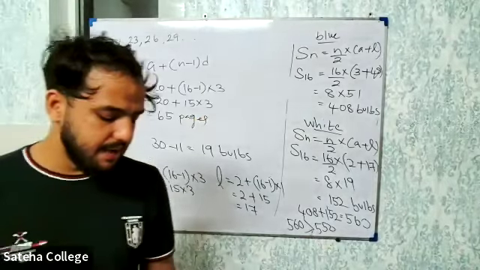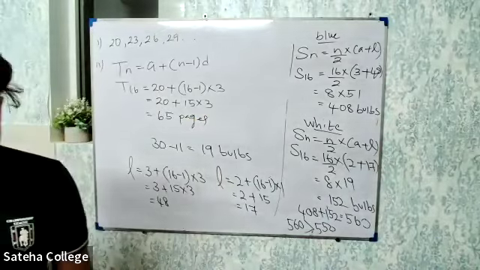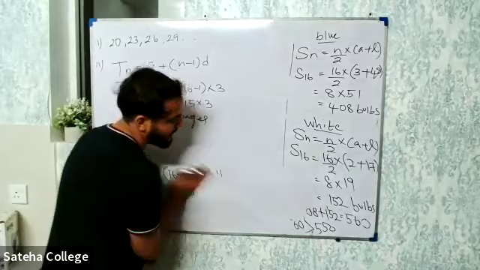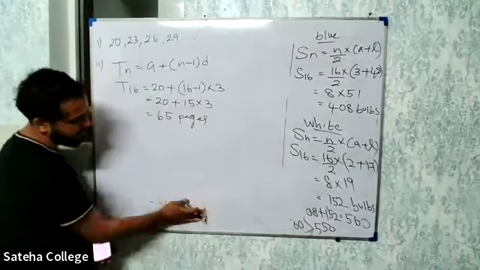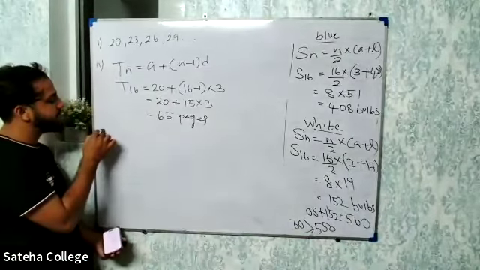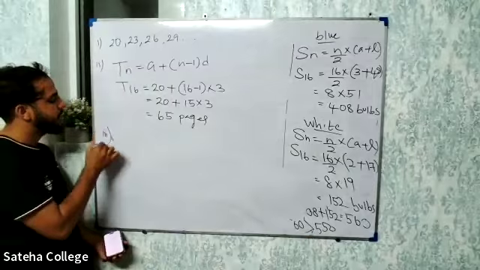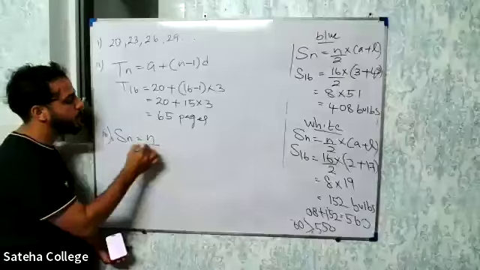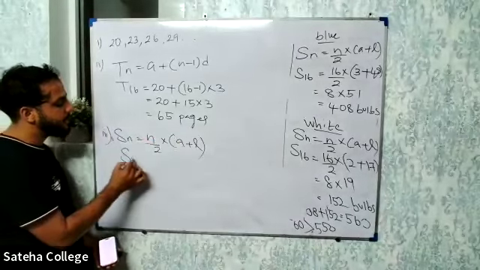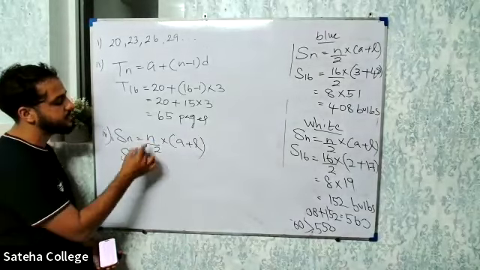If she completes the novel on the 16th day, how many pages does the novel consist of? They are making things easier for you, right? Because this is like the last term, right? So 16th day is the last term. So now you can apply the Sn formula to find the sum. Sn is equal to n over 2 into A plus L. So you are finding the sum, addition of the first 16 terms.